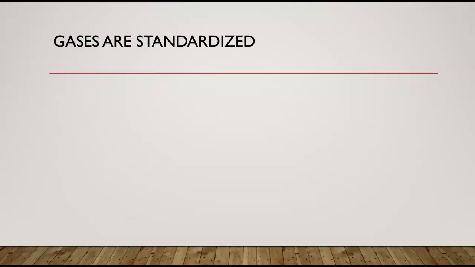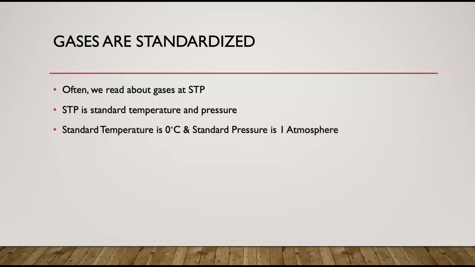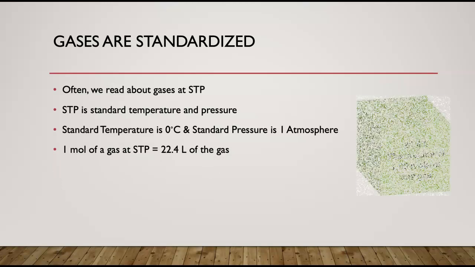All right, keep in mind that gases are standardized. We do have a standard temperature and pressure, and those are often referred to. You do need to know what those are. The standard atmospheric pressure, of course, is 1 atmosphere, as we just mentioned, and then temperature would be 0 degrees Celsius, and so that would be 273 kelvins. When you're dealing with gases, you're always converting those temperatures to kelvins. Remember that 1 mole of a gas at that standard temperature and pressure is 22.4 liters.